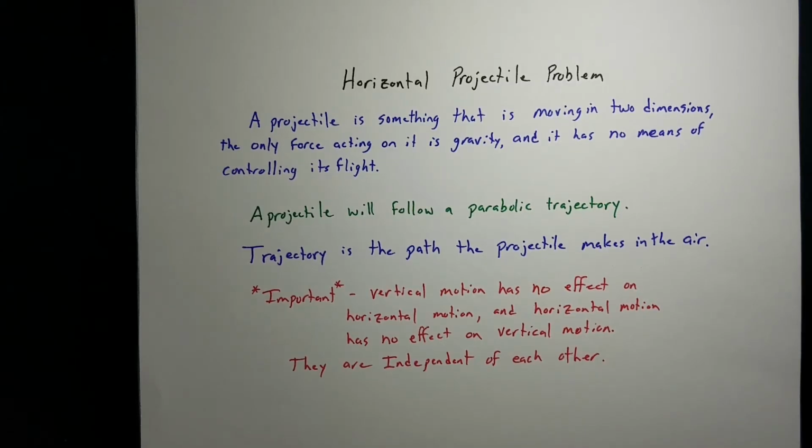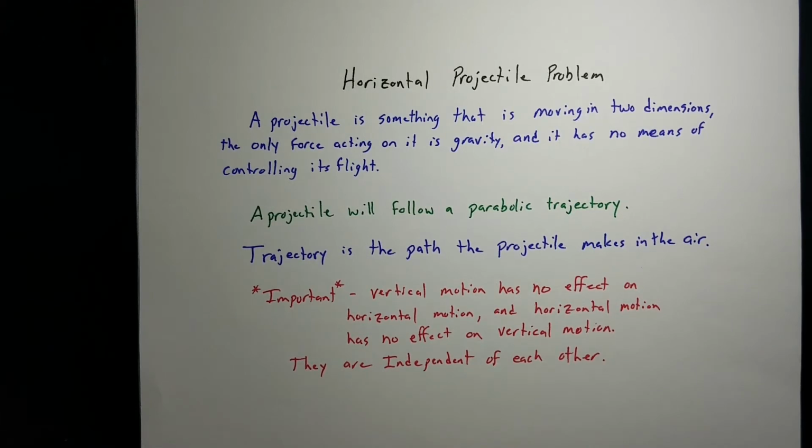Hi, this is Kaylee, and let's talk about horizontal projectiles. And so what I mean by a horizontal projectile, I mean one that's initial velocity is strictly horizontal. There's no vertical part to its motion at the very beginning of its journey.